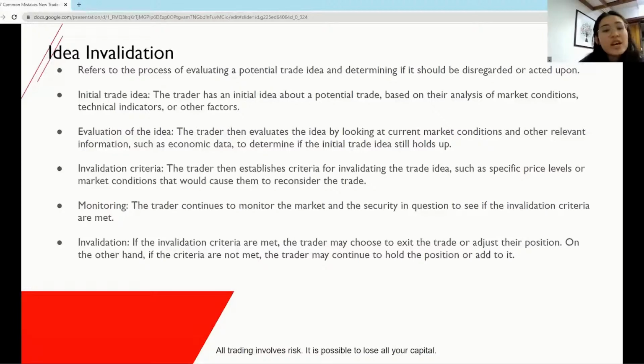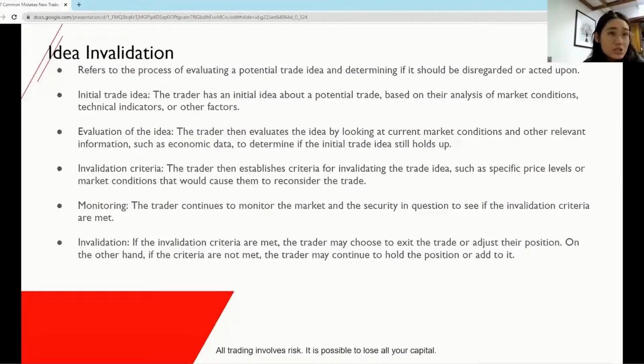So here's briefly the idea of invalidation, if you still haven't understood so far. The idea of invalidation in trading refers to the process of evaluating a potential trade idea and determining if it should be disregarded or acted upon. Essentially, it's a way of determining if a trade idea still holds up in light of new information or market conditions. So here's how the process of idea invalidation typically works in trading.